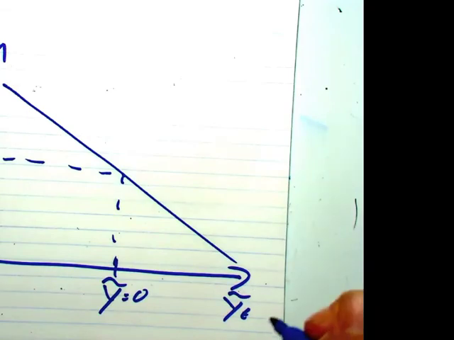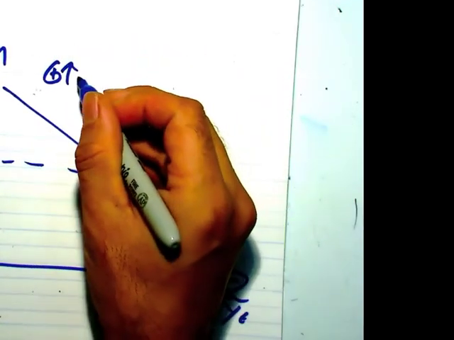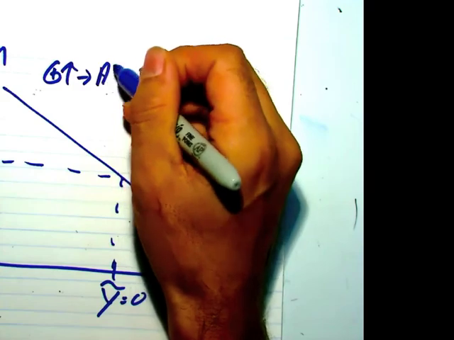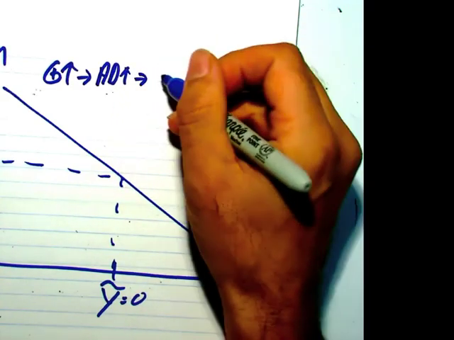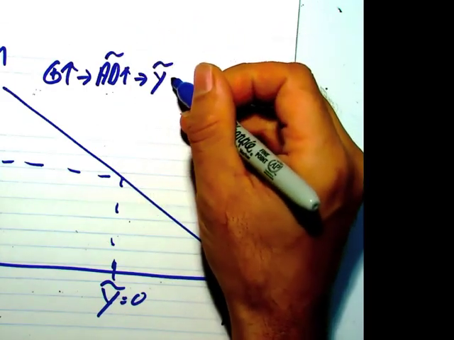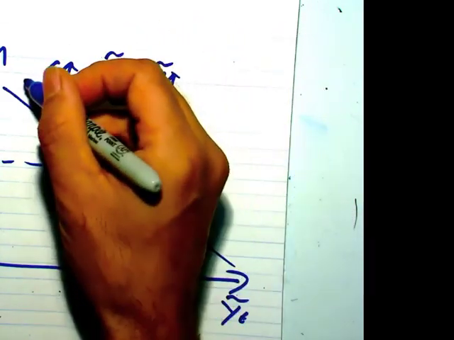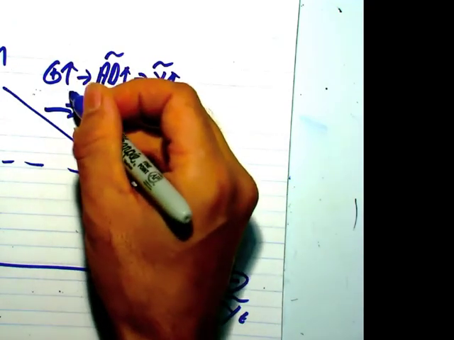So if we increase government expenditures, I have to write it here, G up, aggregate demand up, and my tilde up, and that will be visible like this.